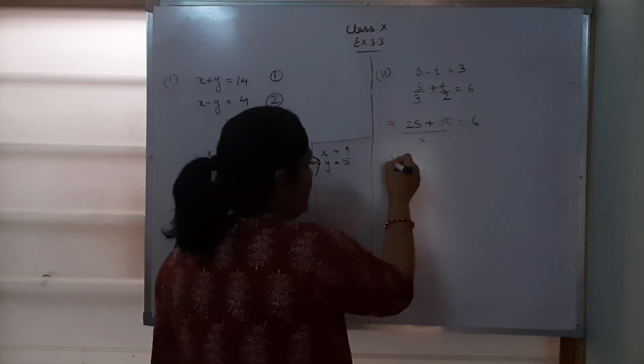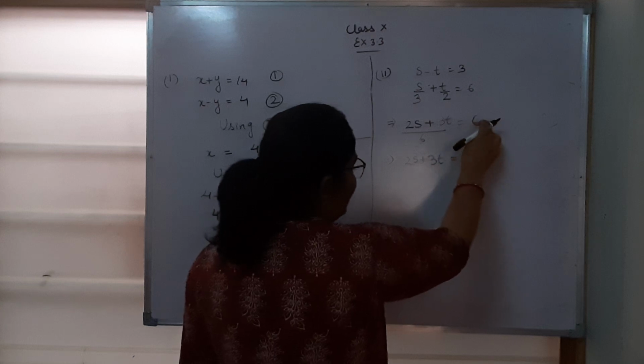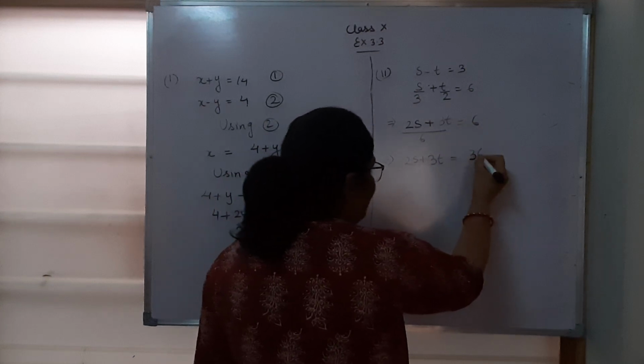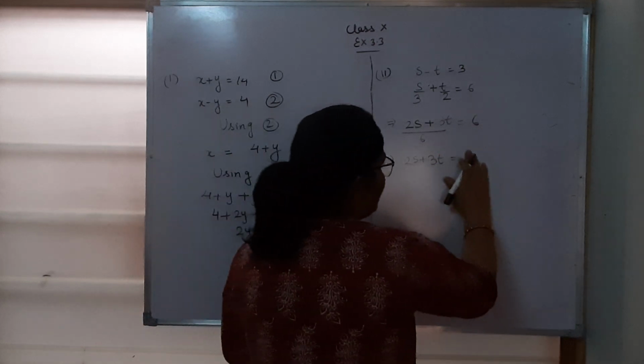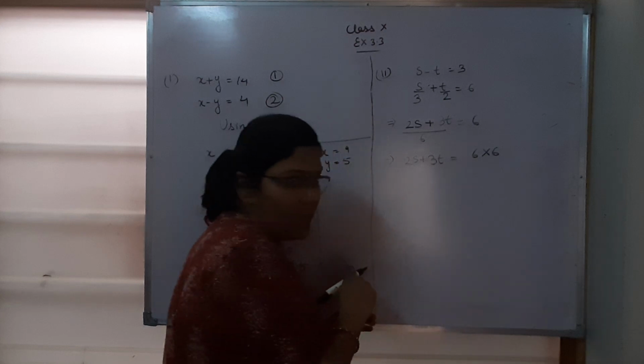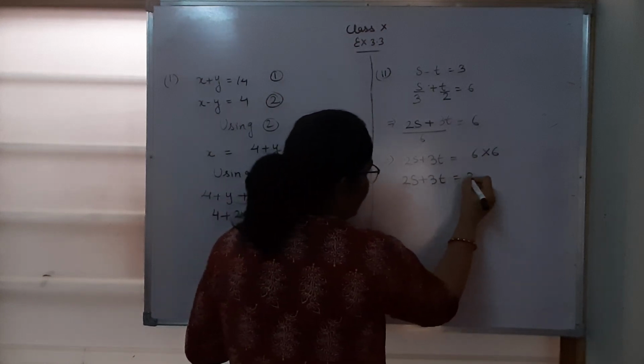Now, 2s plus 3t equals to 6. Multiply, it is in division here, so it will go for multiplication. So 6 into 6 it will become 36. Look here, this was 6. This 6 is in division, it will go here and it will go for multiplication. So you will get what? You will get 2s plus 3t equals to 36.